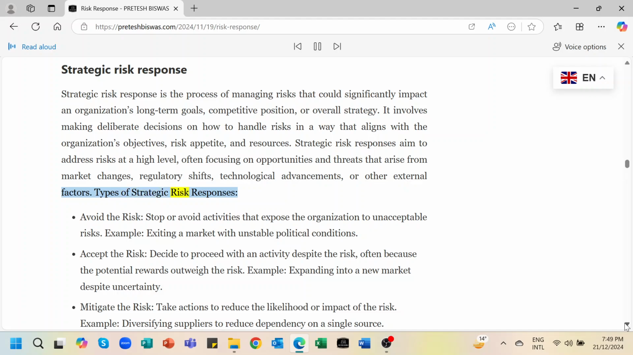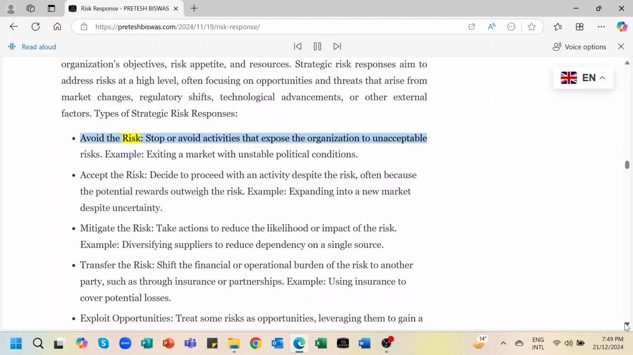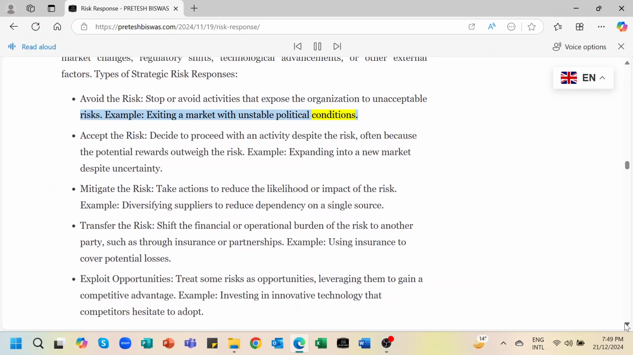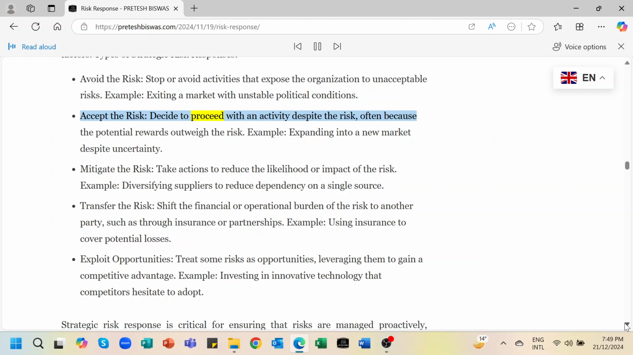Types of strategic risk responses. Avoid the risk. Stop or avoid activities that expose the organization to unacceptable risks. Example: exiting a market with unstable political conditions. Accept the risk. Decide to proceed with an activity despite the risk, often because the potential rewards outweigh the risk. Example: expanding into a new market despite uncertainty. Mitigate the risk. Take actions to reduce the likelihood or impact of the risk. Example: diversifying suppliers to reduce dependency on a single source.